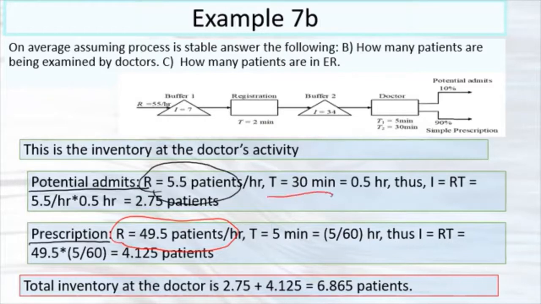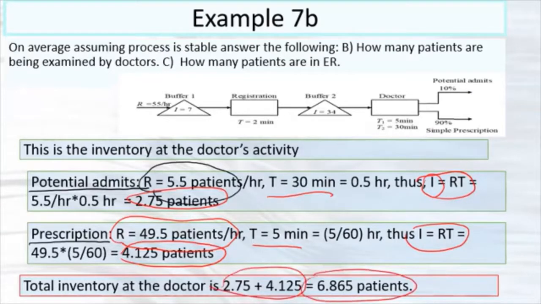So we know the time for each one of them, and we use the equation I equals R times T. We know what R is, we know what T is, so we calculate I for the potential admits, which is going to be 2.75 patients, and for prescription it's going to be 49.5 times 5 divided by 60, and that's going to be 4.125 patients. So the total number of patients at the doctor is going to be the sum of these two numbers, and it's going to give us 6.865.